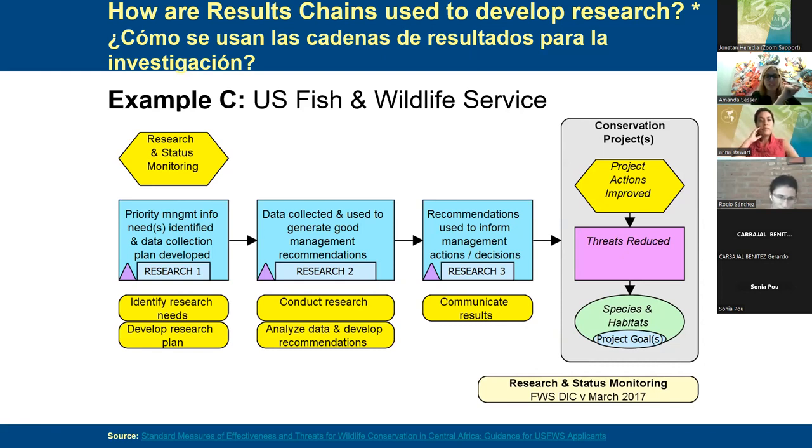If our management decisions and actions are used, then we're going to communicate the results to others so that they can also use them. Then we are going to meet our goals, which are here in a generalized sense, where our actions are improved, our threats are reduced, and species and habitat, because this is the U.S. Fish and Wildlife Service, are doing better.